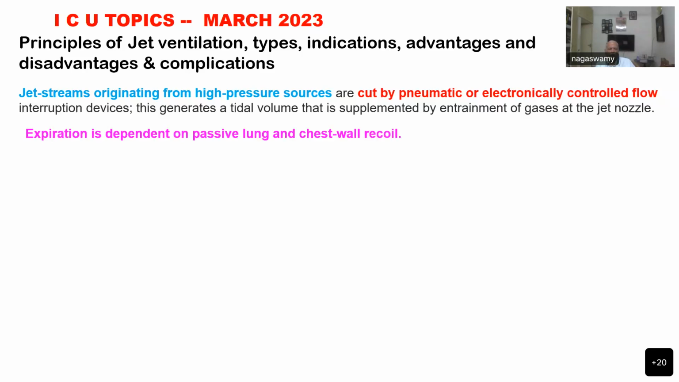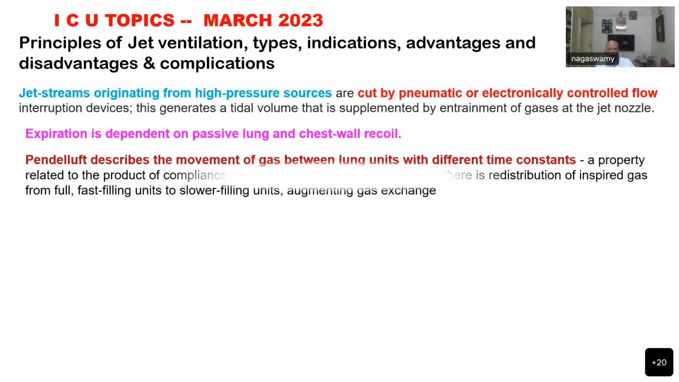So expiration is dependent on passive lung chest wall recoil. So it is only the inspiratory force that is required because the chest wall recoil will take care of the expiration. And pendulum describes the movement of gas between lung units with different time constants. That is one property that is required.